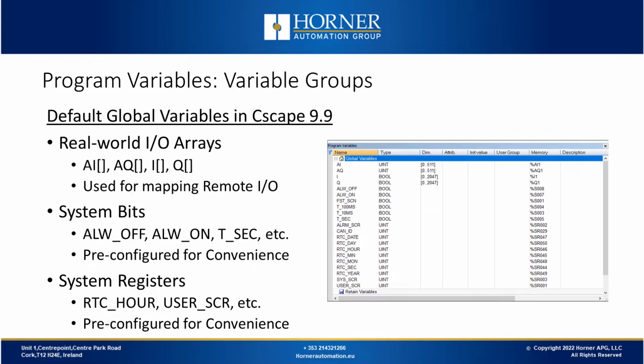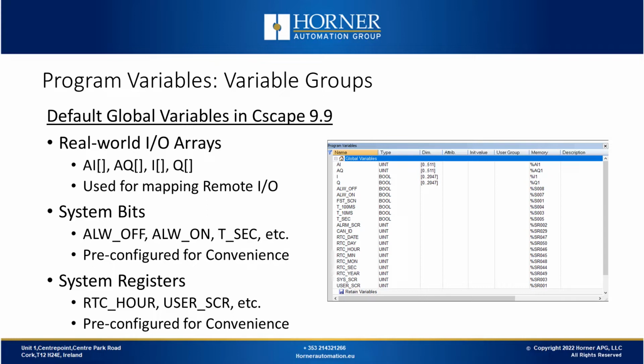Now let's look at the default variables that you'll find in the global variable group. At the very top, you'll find 4 real-world arrays. Those are named AI, AQ, I, and Q. Those are arrayed variables that are dimensioned to the total size of digital inputs, digital outputs, analog inputs, and analog outputs in the OCS. You use these when you're adding remote I/O, for example smart rail or smart sticks, etc. You need to tie the I/O points for those I/O blocks to real-world I/O using those real-world I/O arrays.